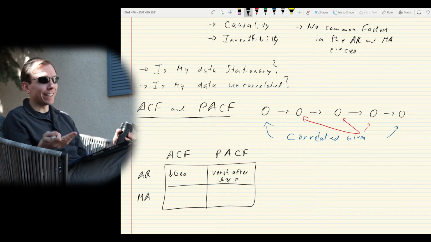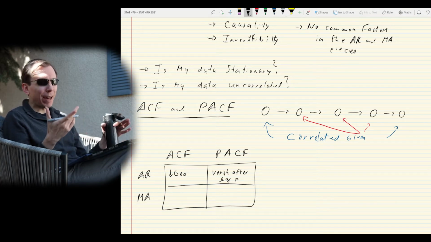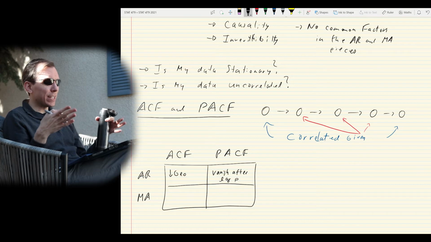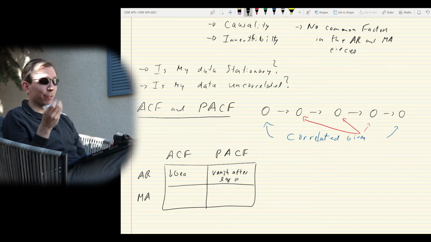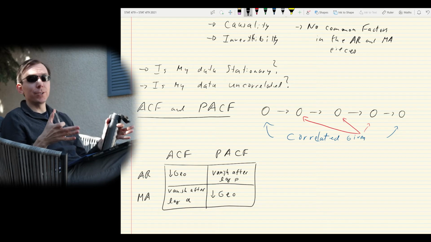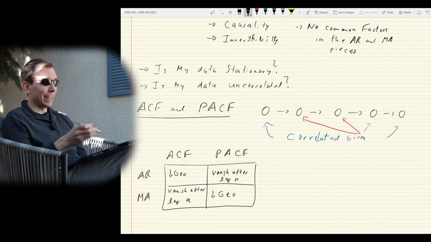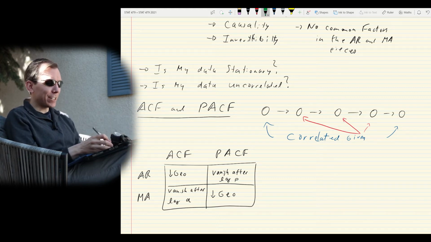And then, of course, with data, it's never exactly zero. We'd still have some noise there, some little fluctuations about zero, but mathematically, it would just equal zero after lag P. And we see the reverse for the moving average process. In this case, the ACF will vanish after lag Q, but the PACF will decrease geometrically. So again, these are two useful tools to really try to understand what's happening with a given time series data set.